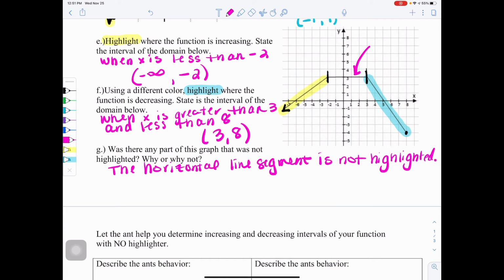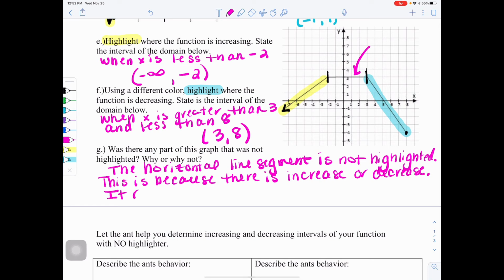All right, this is because if you look at that picture, it's not increasing nor decreasing. So what that is showing is that as the values go on, there is a part that remains constant. So we'll say this is because there is no increase or decrease. And then we'll end with it remains constant. And we're going to underline that word because it's so important vocabulary-wise, describing the situation in that section.